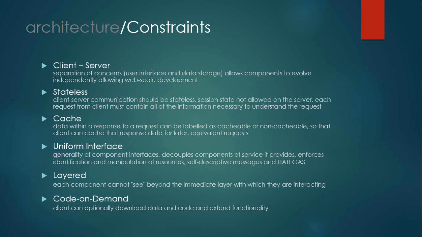The third and fourth, cache and uniform interfaces, equally enable scalability, manageability, and bandwidth efficiency in network architecture systems. The last two, layered system and code on demand, are another two key essentials for REST principles.